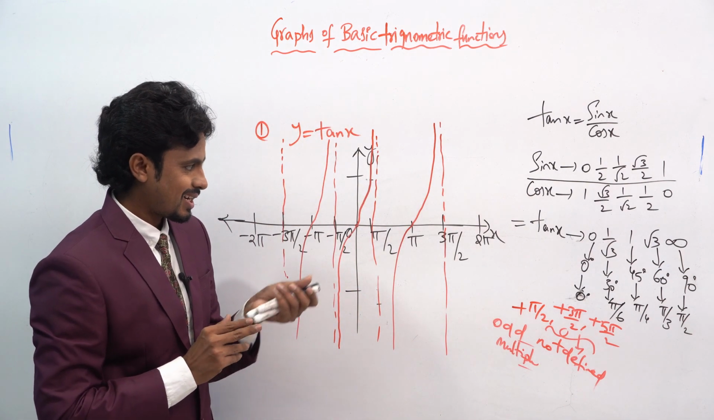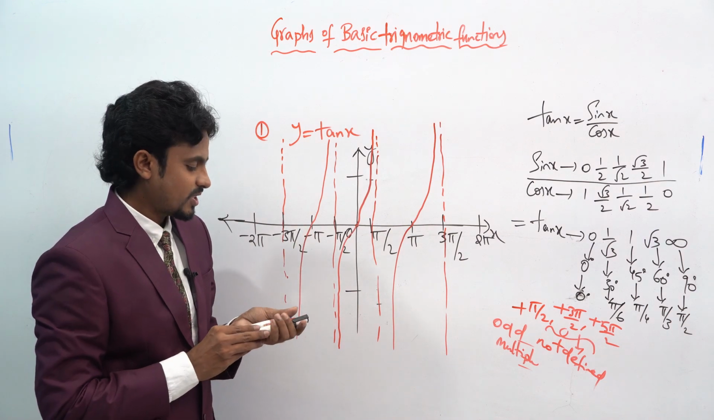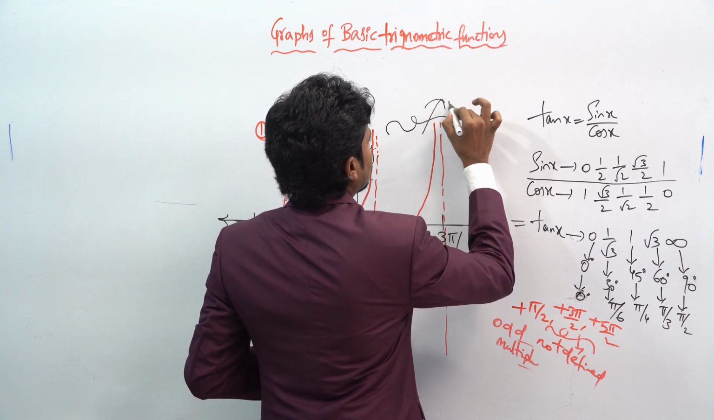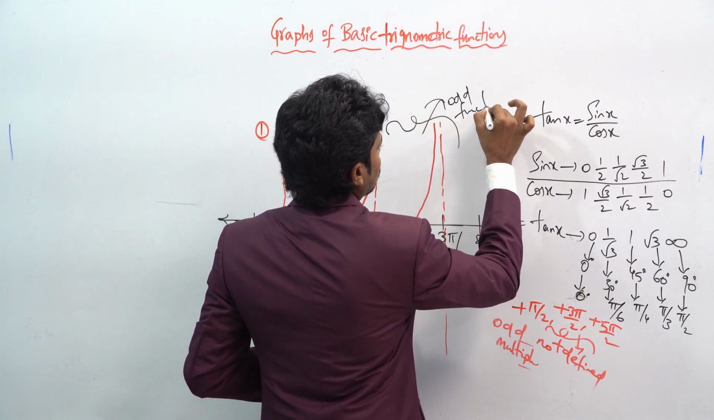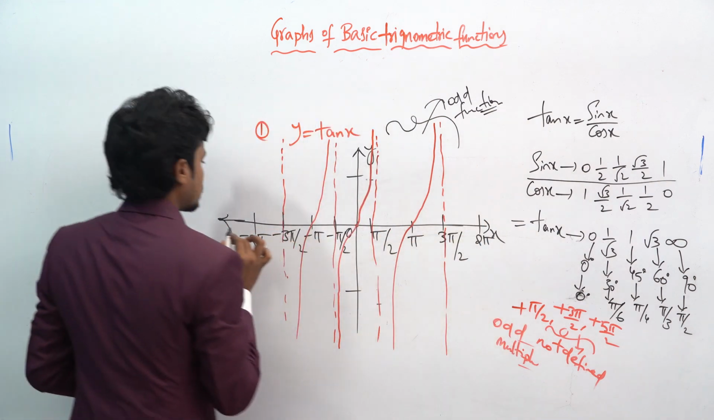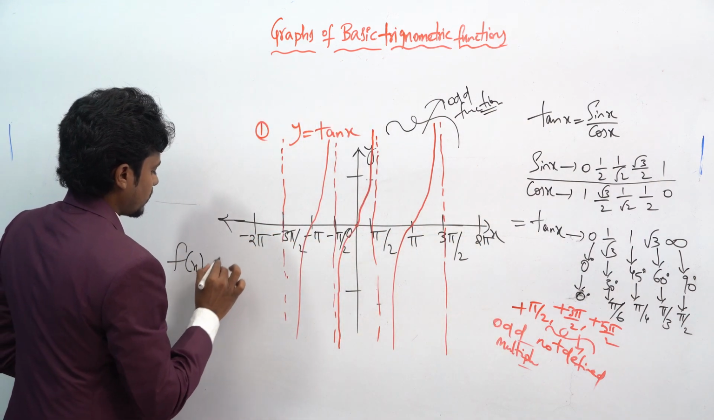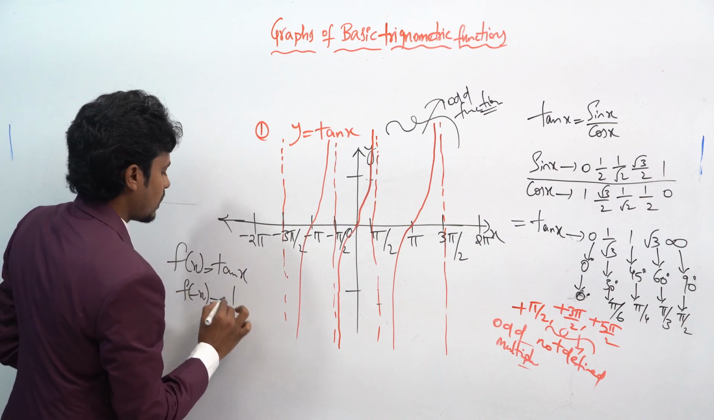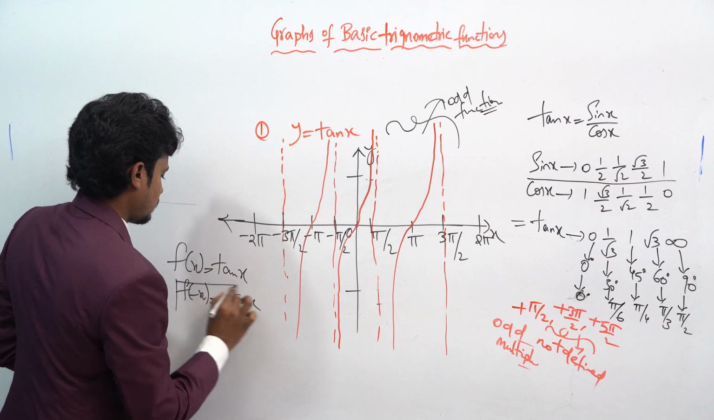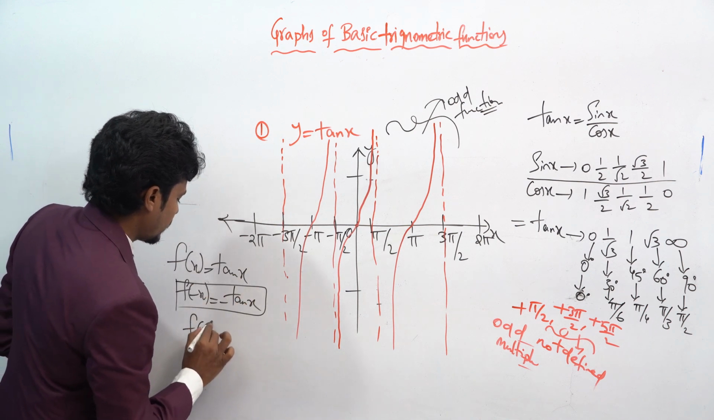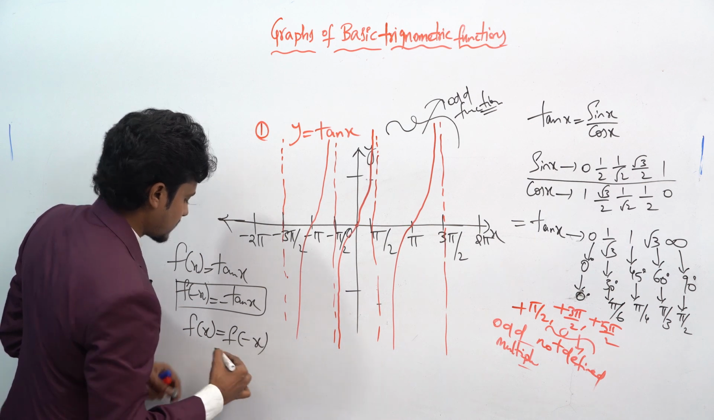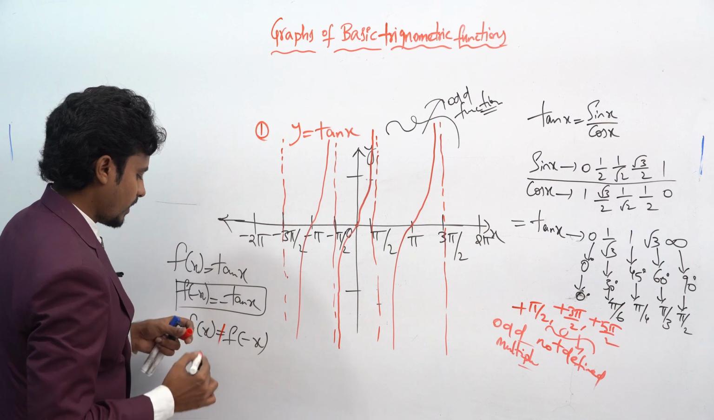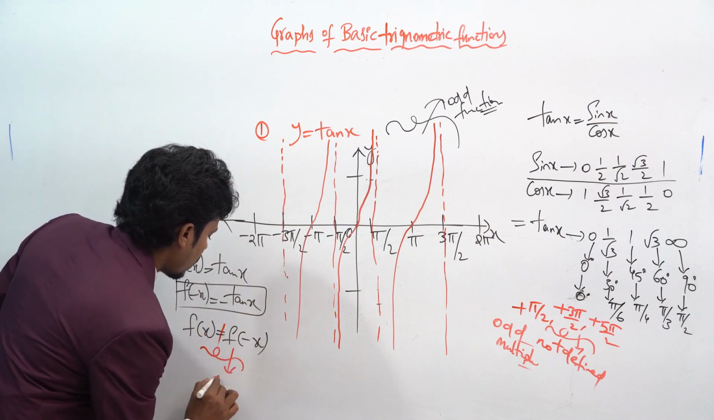So here this tan x function is also said to be an odd function. That means if you take f of x is equal to tan x, then f of minus x will be equal to minus tan x. So if you want to equate f of x with f of minus x, it can't be equated. Why? Because one will be plus and the other will be minus. So hence this is said to be an odd function.